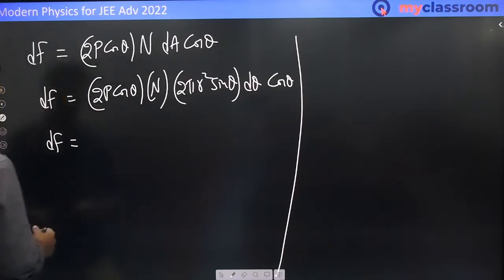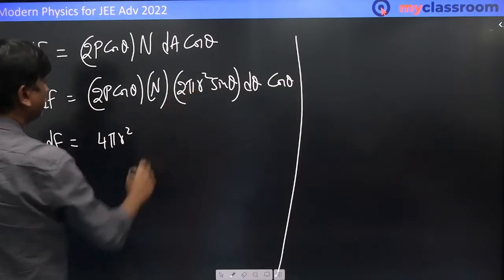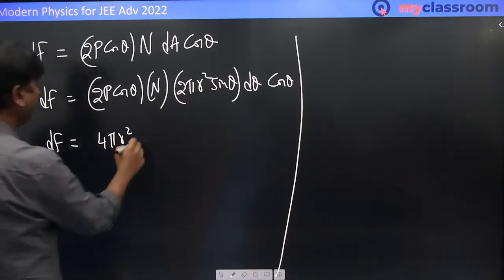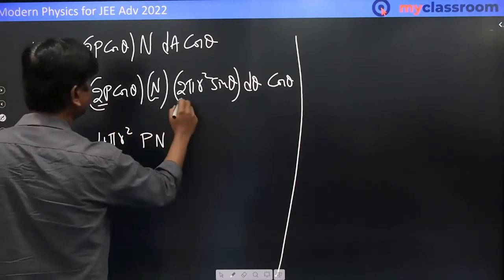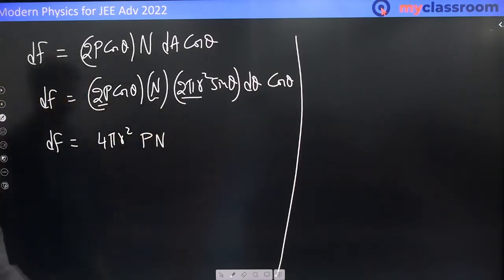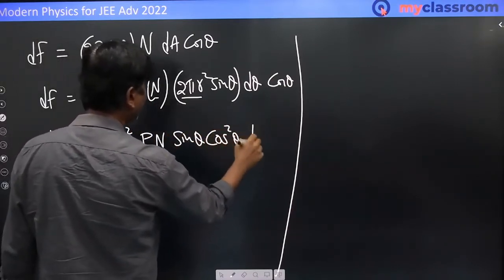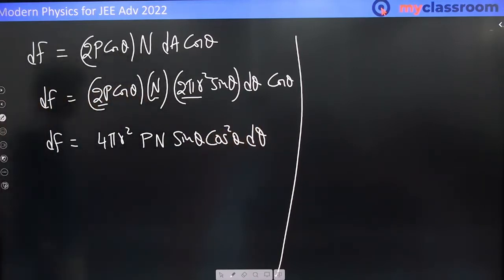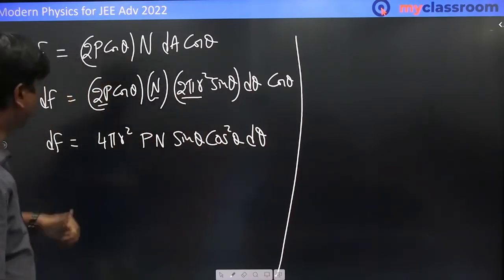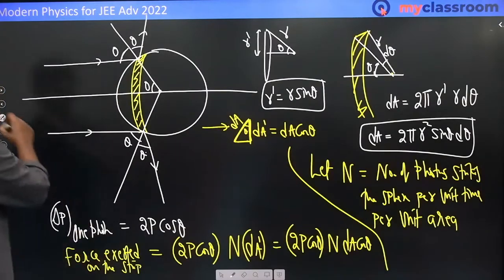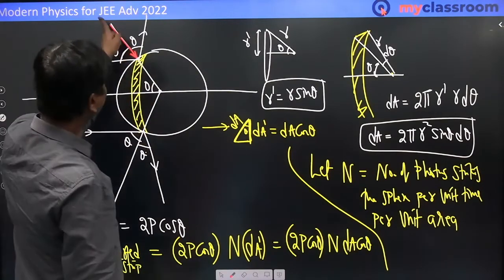We can nicely write this as 4 pi r square P n, right? So sin theta is there, also cos square theta is there, so d theta. This is the force they will exert on that strip only. And one more thing: in which direction are they exerting this force? Are they not exerting the force in this direction actually? Because the change in momentum of the photon is in this direction.